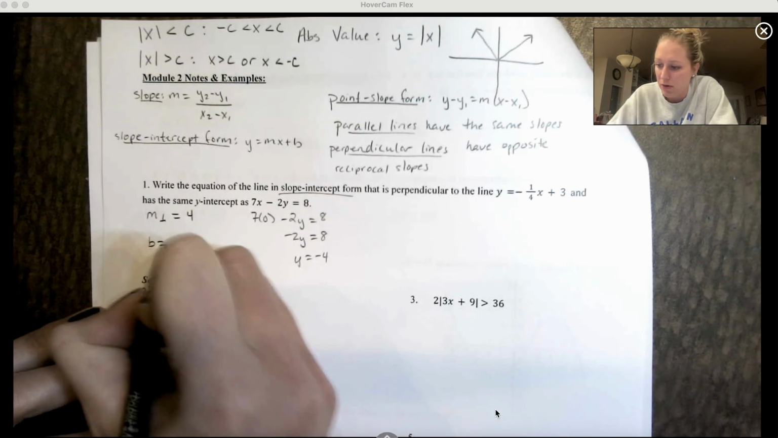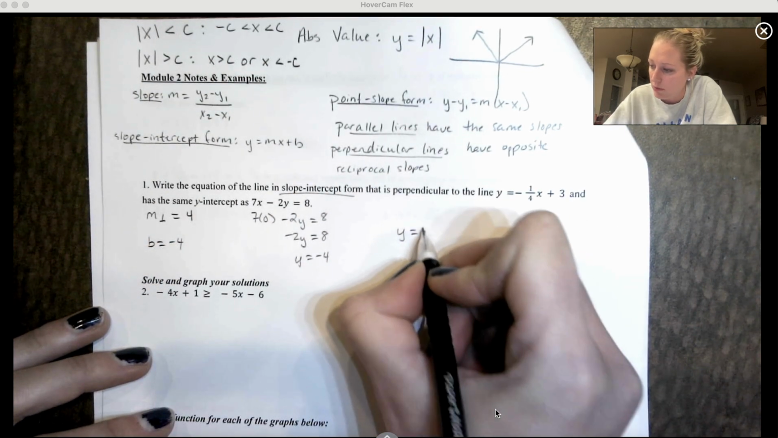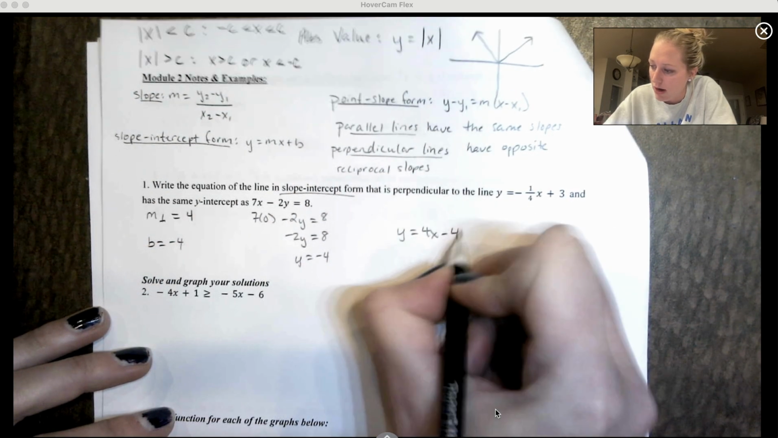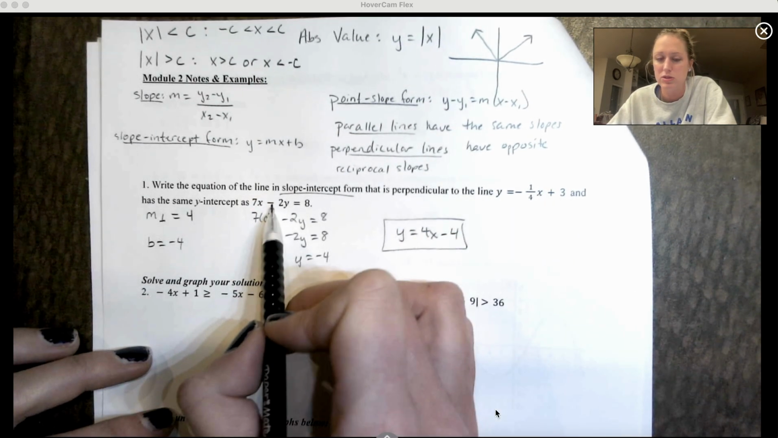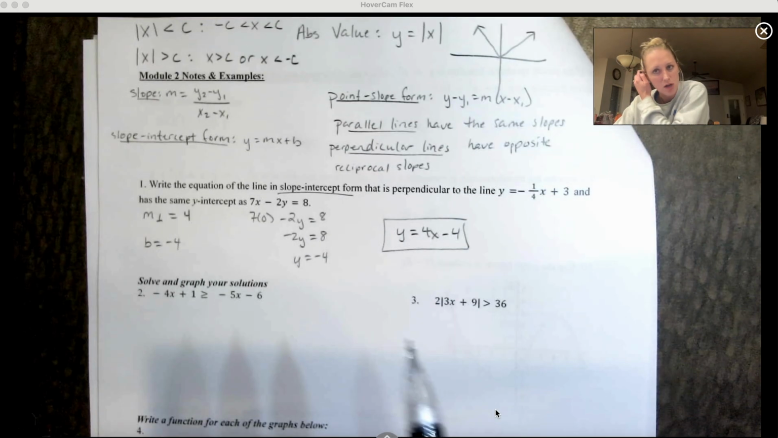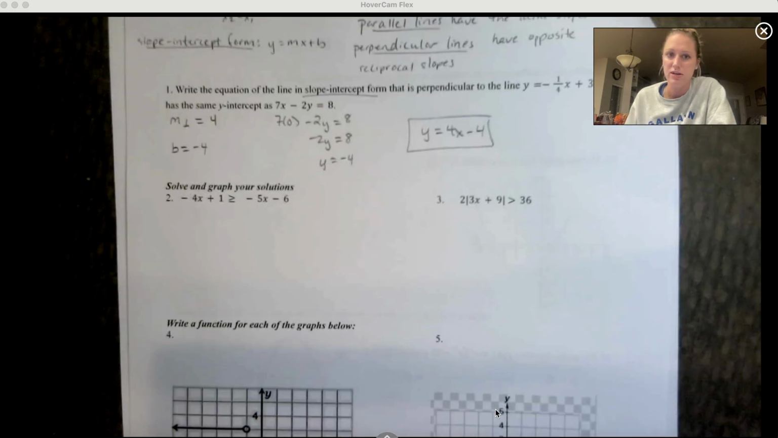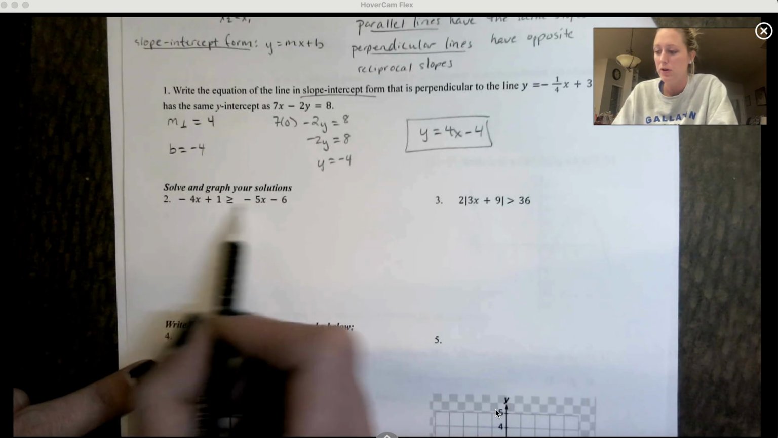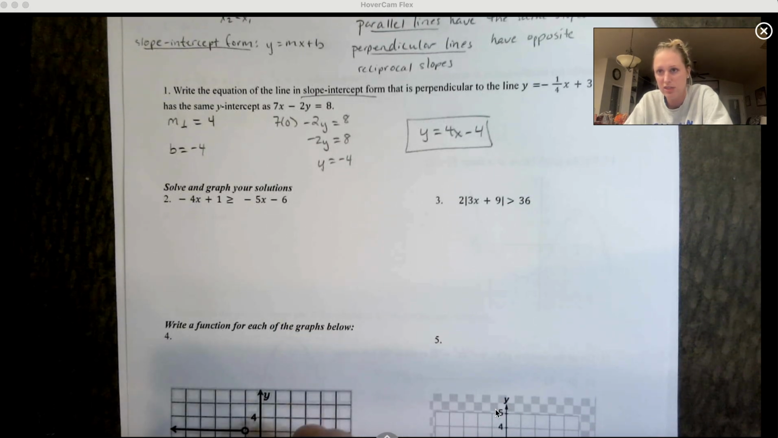So if I know the slope and the y-intercept, I can write my equation. So I've got y equals 4x minus 4. That would be the equation of the line perpendicular to this line and with the same y-intercept as this one. Okay, so now we're going to do some solving of inequalities. So this inequality, I'm going to solve just like I would an equation. The only thing I have to keep an eye out for is when I multiply or divide by a negative, that's going to flip my inequality symbol.